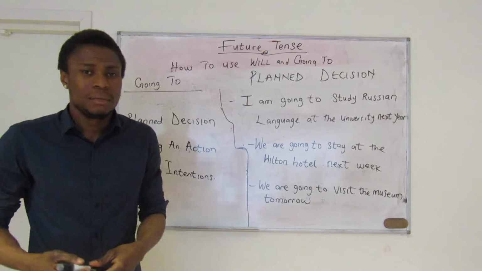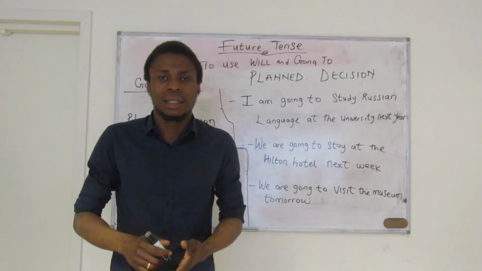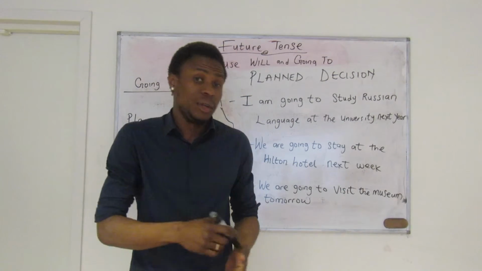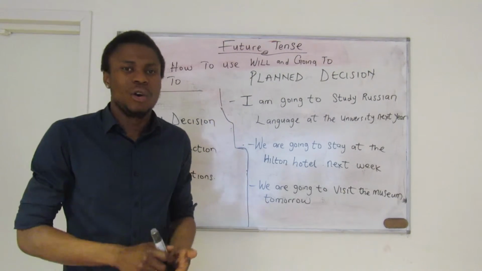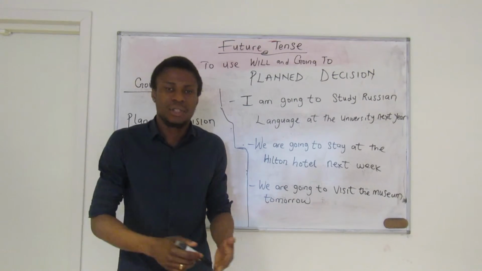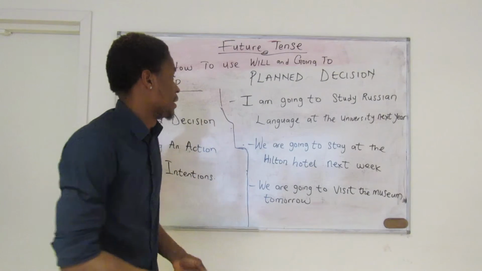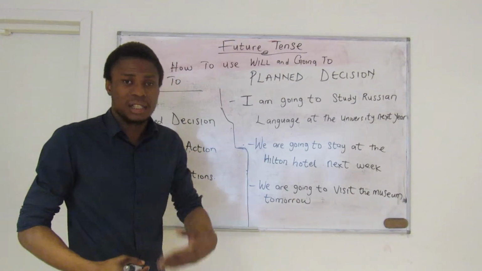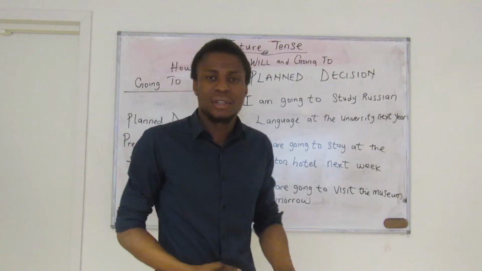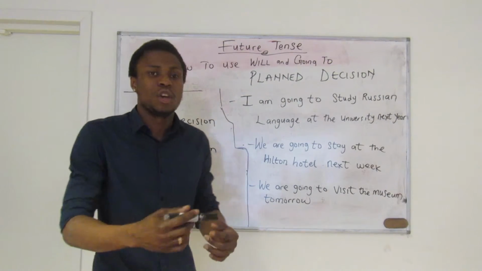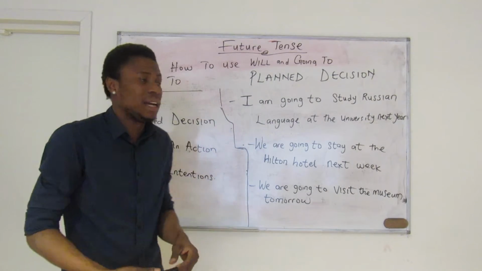Now, for example, if you're very sure about something that you will do next year and you already figured it out, for example, you have to study a language in the university the next semester or the next year, you can make an example like this. I am going to study Russian language at the university next year because it's already planned, it's already decided.